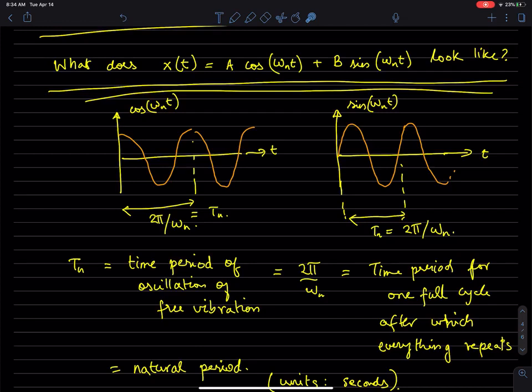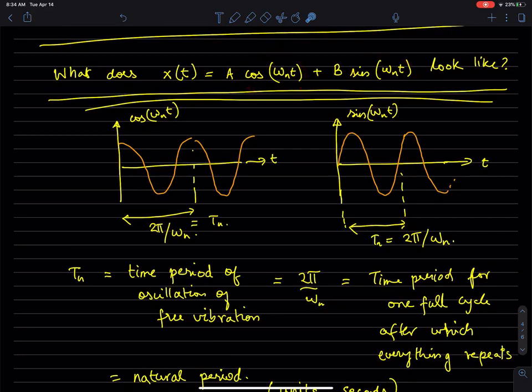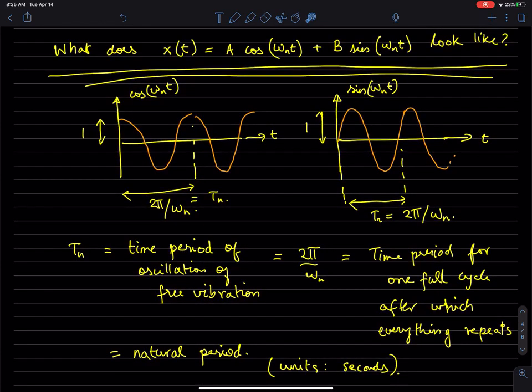That's basically related to omega n. And we notice that both the terms, cosine and sine, have the same natural frequency or natural period. So the sum of those two terms, whatever that curve looks like, will also have the same frequency. So in any case, let's examine these curves a bit more. Cosine and sine have amplitude equal to 1, right? So the peak of these curves is basically 1 unit magnitude.